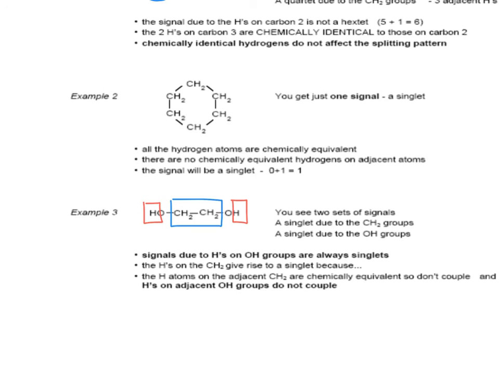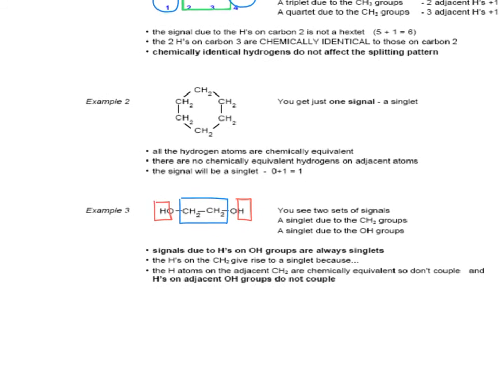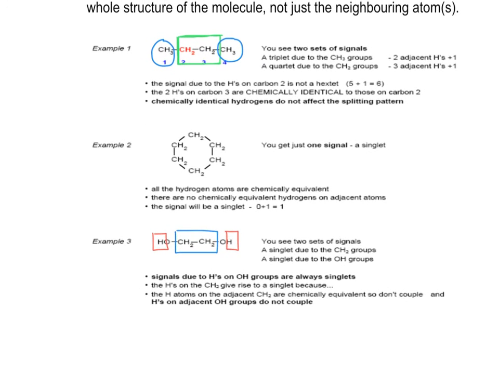to split this peak. So if we look at the bullet points, the signals due to hydrogens on the OH groups are always singlets. The hydrogens on the CH2 give rise to a singlet because the hydrogen atoms on the adjacent CH2 are chemically equivalent, so they don't couple, and the hydrogens on the adjacent OH groups do not couple. So just summing up for those three examples, it's really important to look at the whole molecule when you are deciding whether any of this spin-spin splitting or spin-spin coupling will happen.